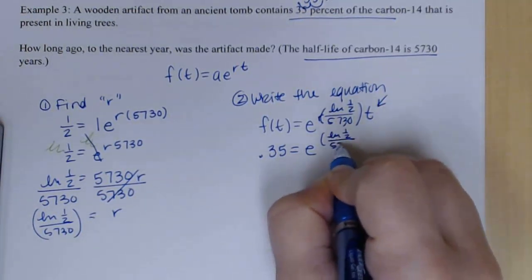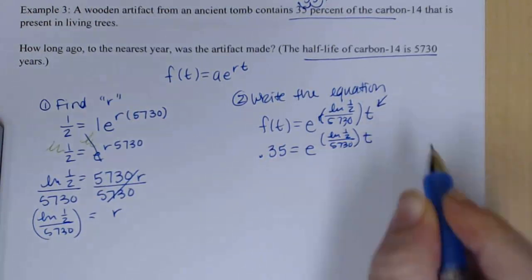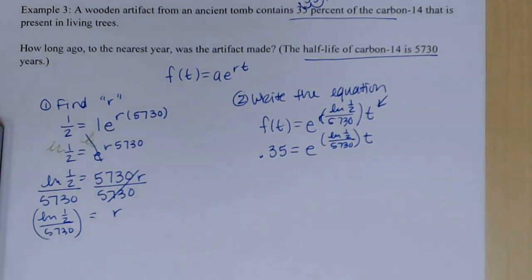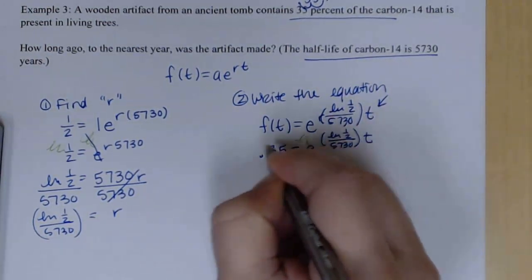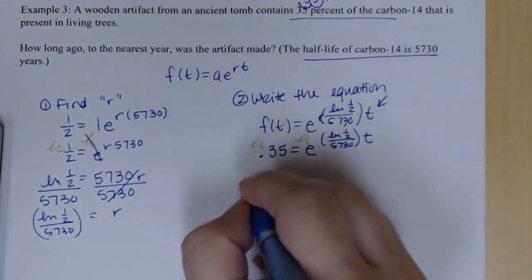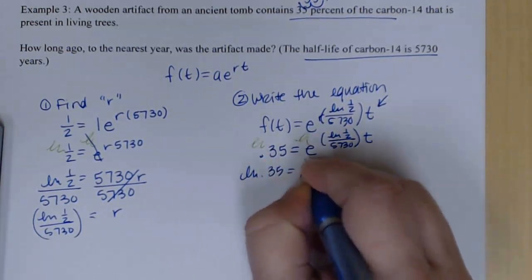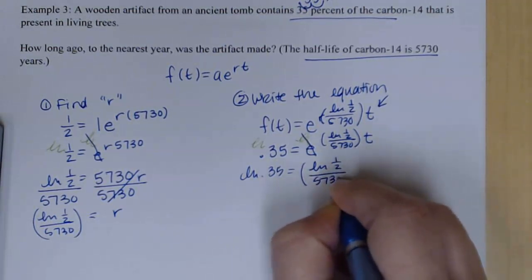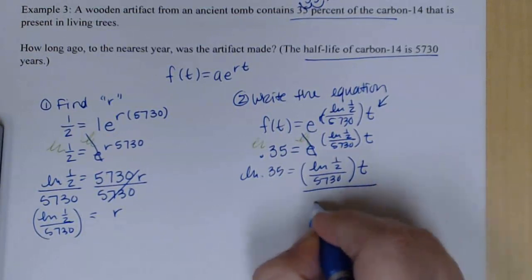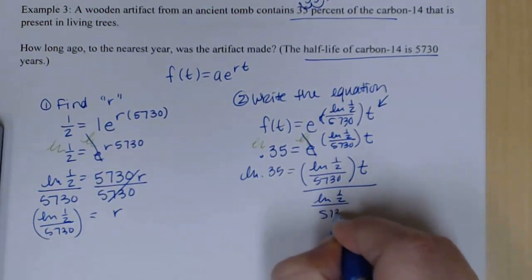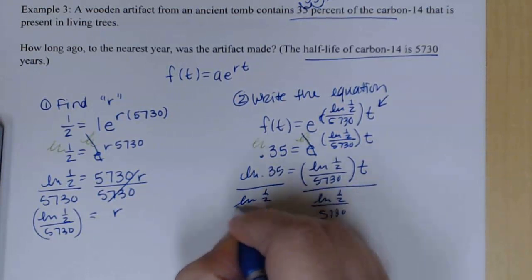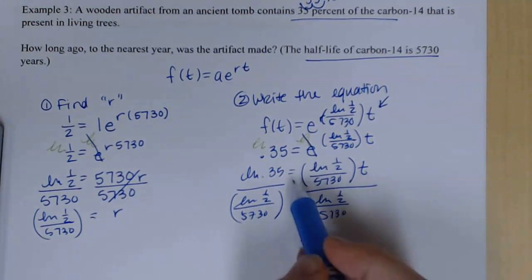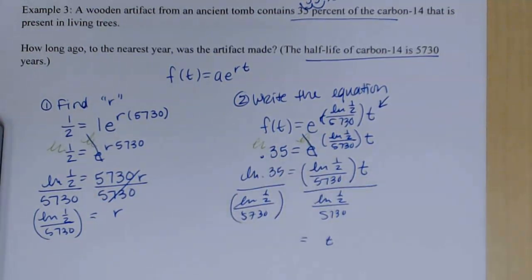So a little bit different here because I'm not solving and plugging in for t like the previous problem. I'm actually going to have to solve for that t. But I'm going to use a similar inverse property here. I'm going to ln both sides. And that gives me ln of 0.35 equal to, this would cancel, ln of 1/2 over 5,730 t, and then divide. So t would be equal to this big old problem here.